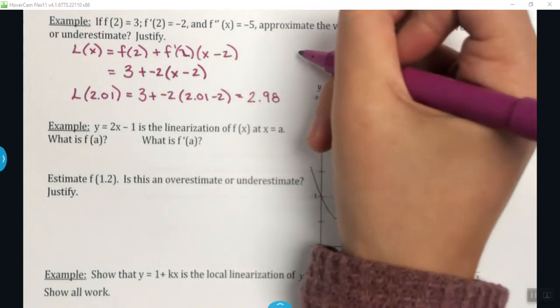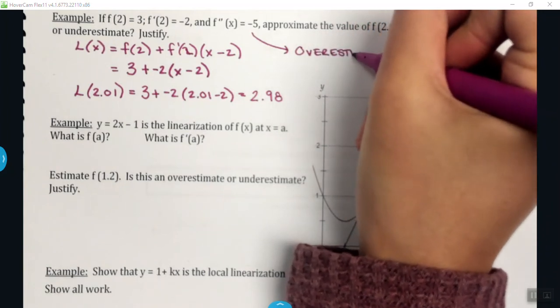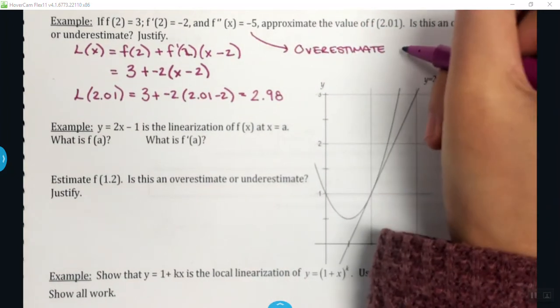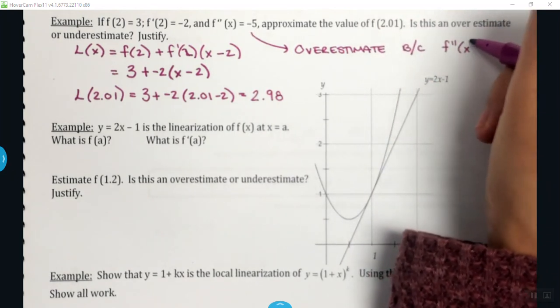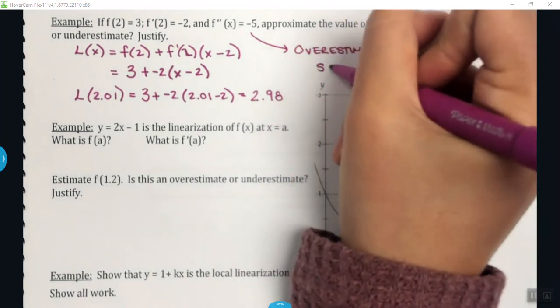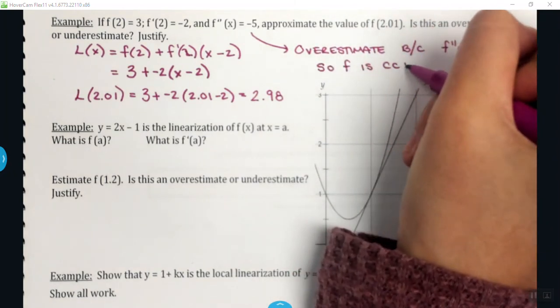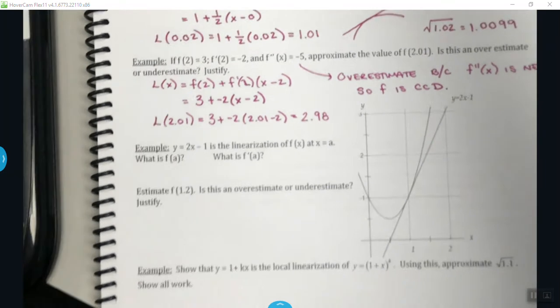So you want to say overestimate, and then because f double prime of x is negative, so f is concave down. If it's concave down, your tangent line's going to be on top, and if your tangent line's on top, then it's an overestimate. Easy? So easy.